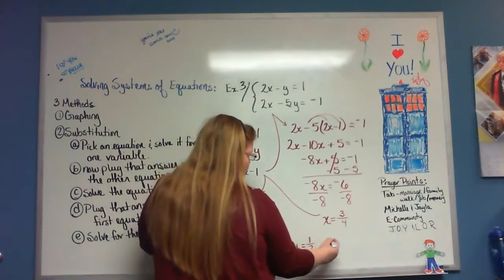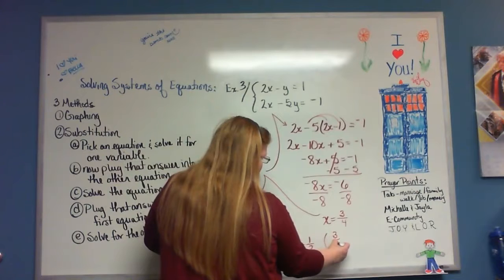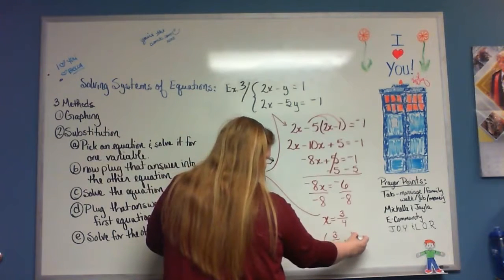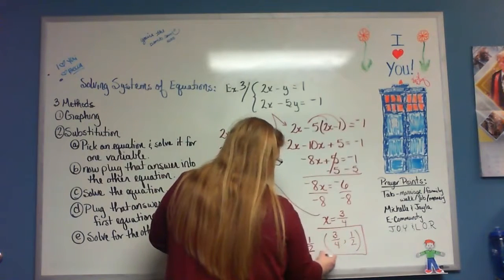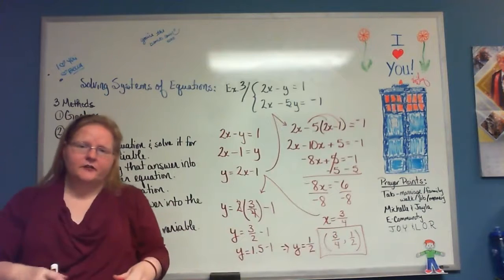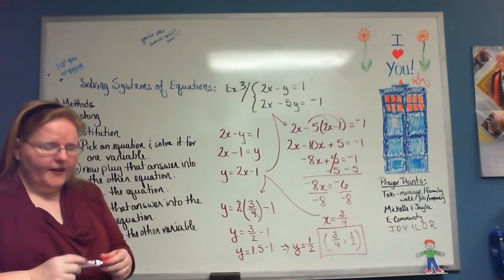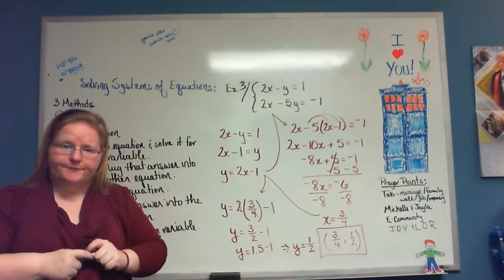So right here, I can write my answer: 3 over 4, 1/2. If they write it as a decimal in the back of the book, it's fine. If they write it as a fraction in the back of the book, it's fine. As long as they're the same numbers, we're all good.